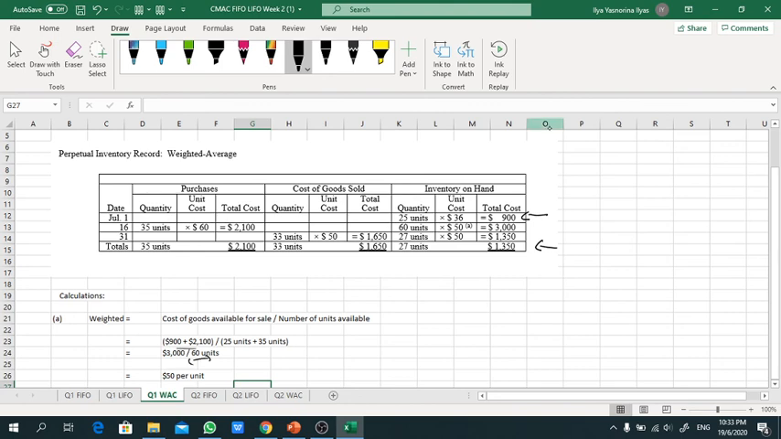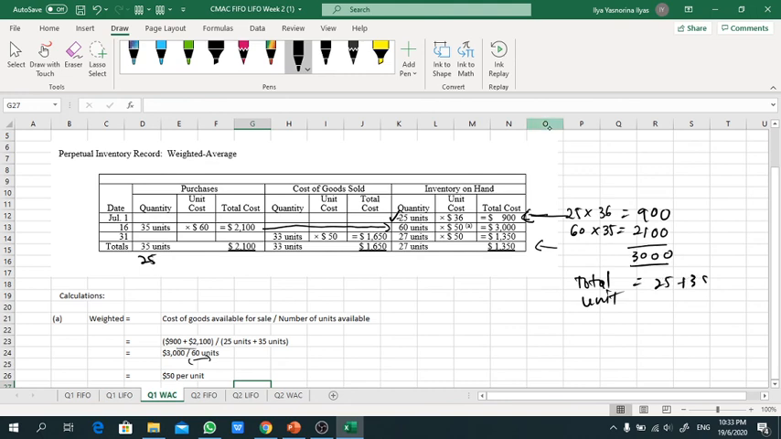First of all, we have to calculate the first purchase. The beginning purchase, 25 times 36 is 900. We take it from here. Then we have the recent purchase, 60 times 35, we got 2100. So the total cost is 3000, and of course we have to divide it by the total units. The total units is 25 plus 35, which is 60. So 3000 divided by 60, each cost will be $50.